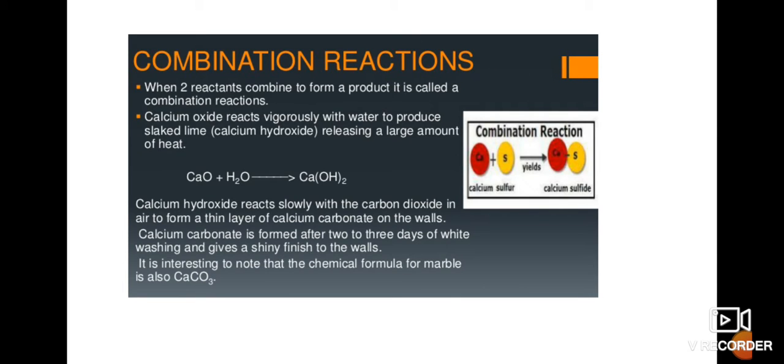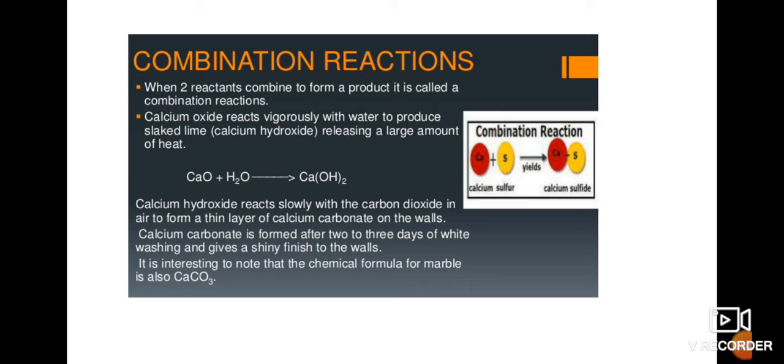Now, to proceed with combination reaction, it is a type of reaction in which two reactants combine with each other to give a final product. A very common example is calcium reacting with oxygen to form calcium oxide or quicklime. This quicklime, when reacted with water, will form slaked lime or calcium hydroxide, along with which a huge amount of heat is released. So, this is also a type of exothermic reaction.